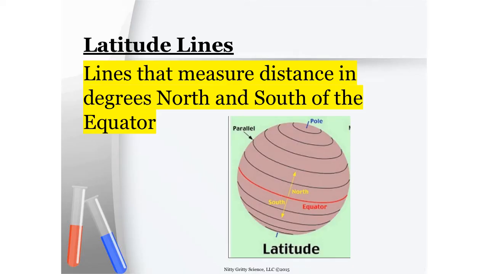So hopefully you already know what latitude and longitude are, but if you don't, we're going to walk through it together. Latitude lines are lines that measure distance in degrees north and south of the equator. So your equator is labeled right here. You have a diagram just like this on your input page. So after you copy down the definition, you should trace that line with your pen or pencil and then label it EQ for equator.